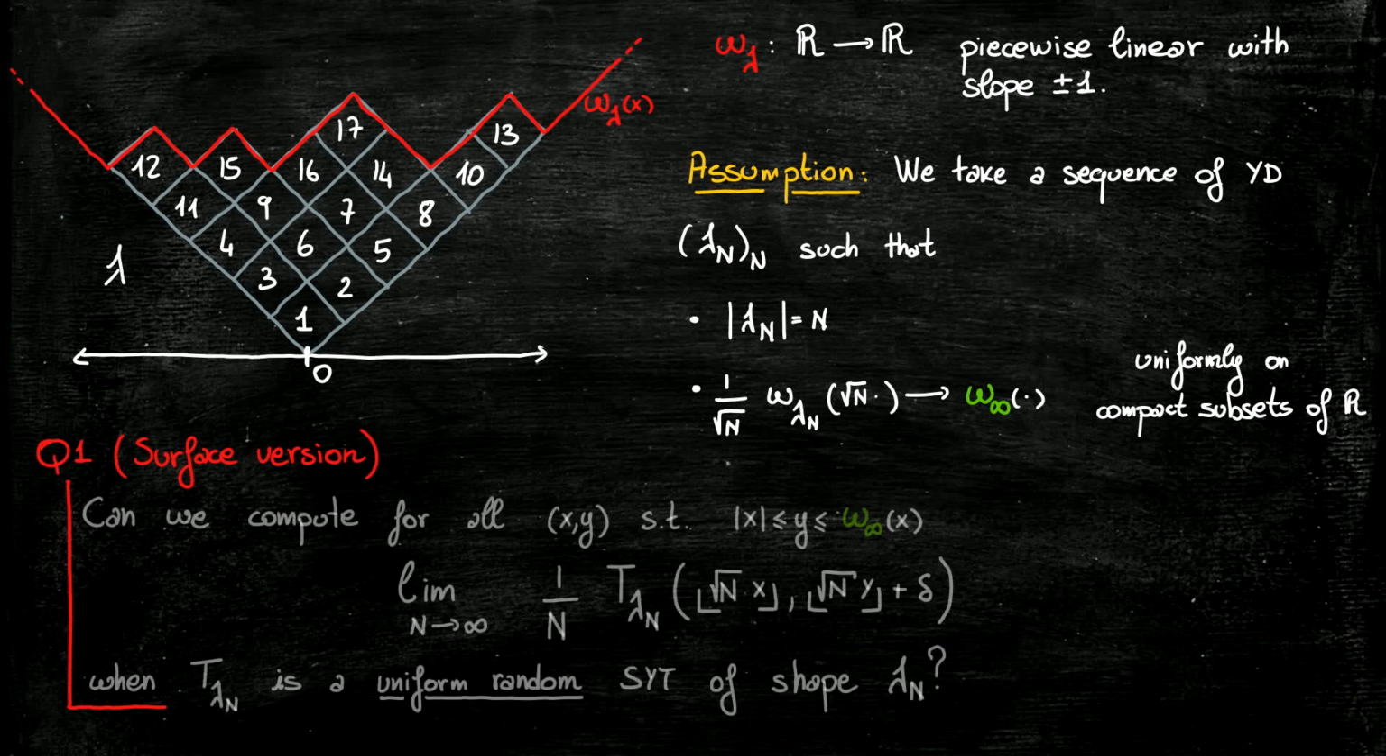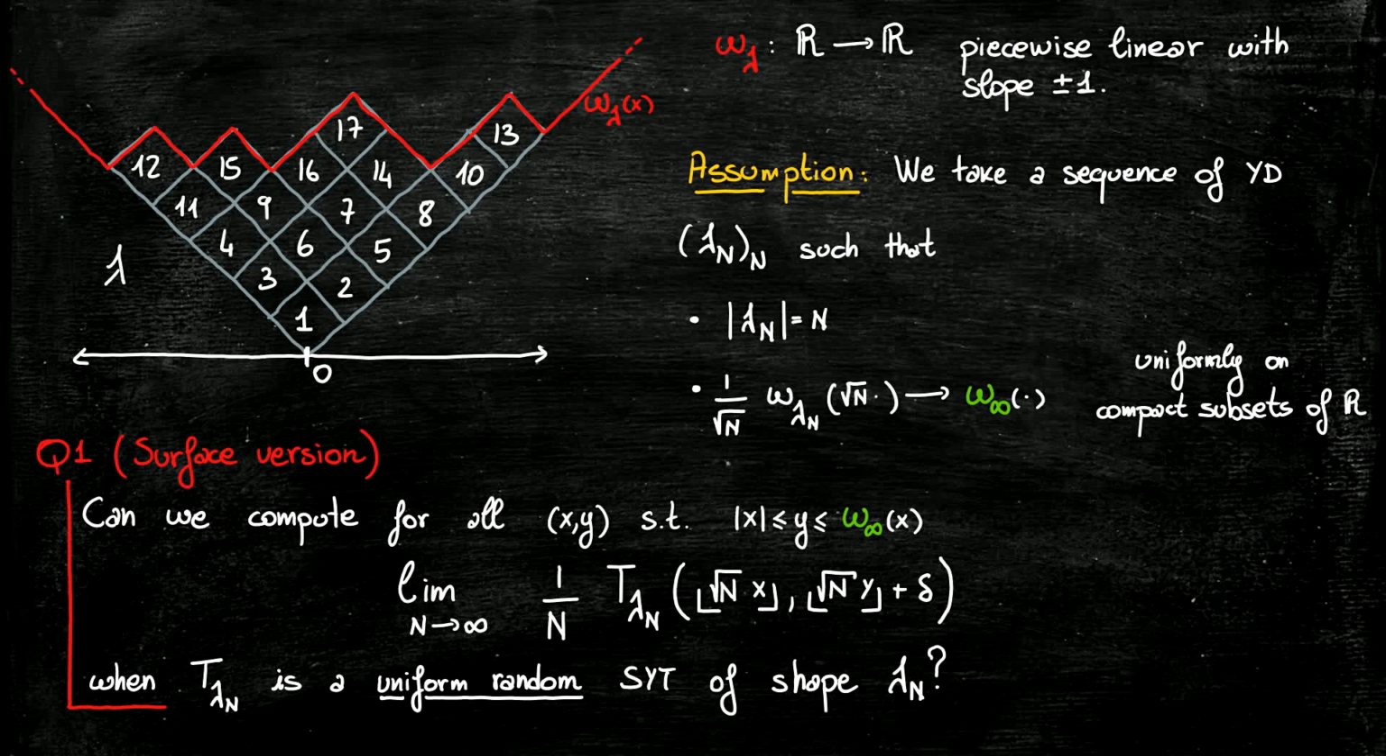So the first question is the following. Take the limiting function, and it's going to describe a domain between this V line and the limiting function omega infinity. You pick x and y in this region. Then the question is, can you compute the limit as n tends to infinity of the value of T lambda at x, y, where you have to rescale everything in the right way? I will comment in a second. T lambda n is a uniform random standard Young tableau of shape lambda n.